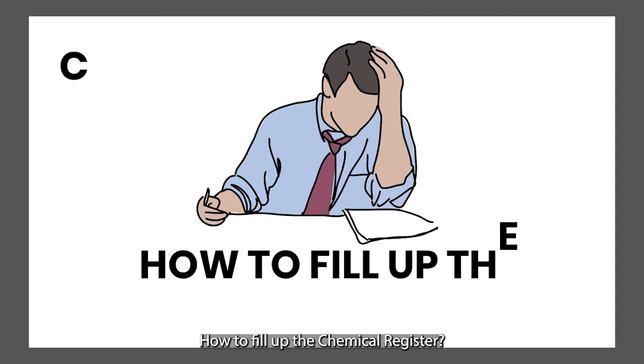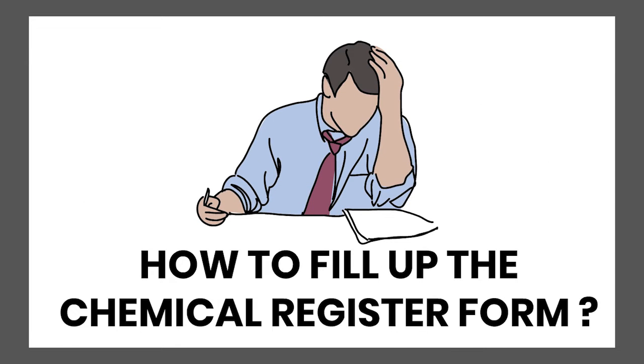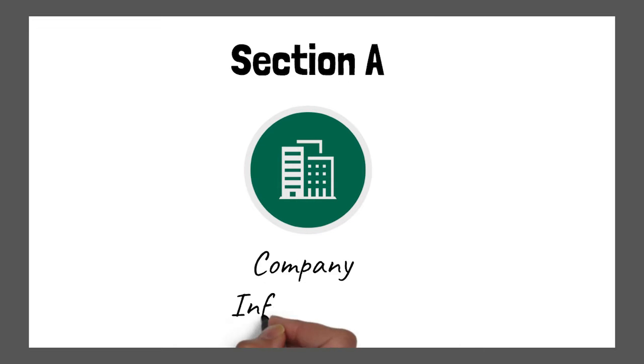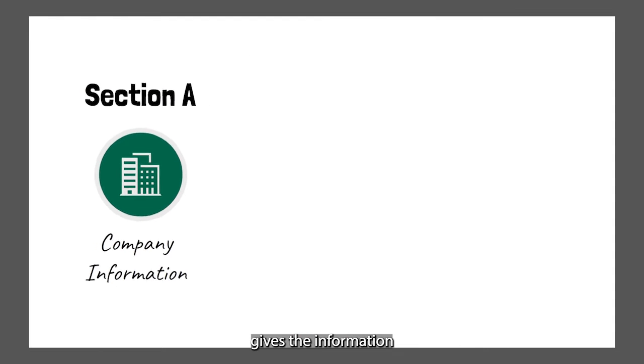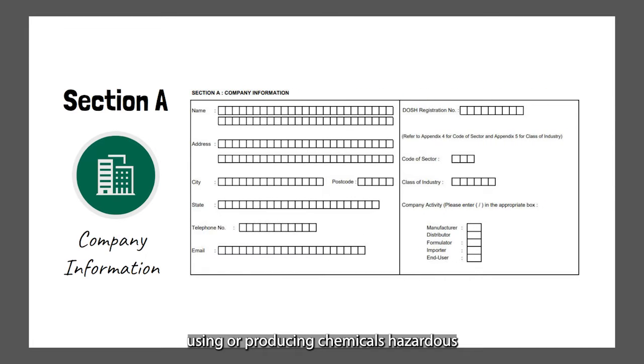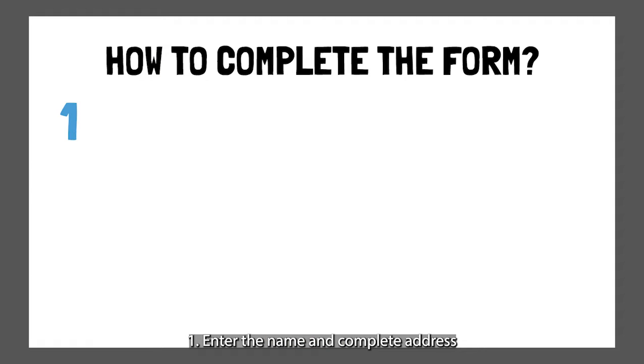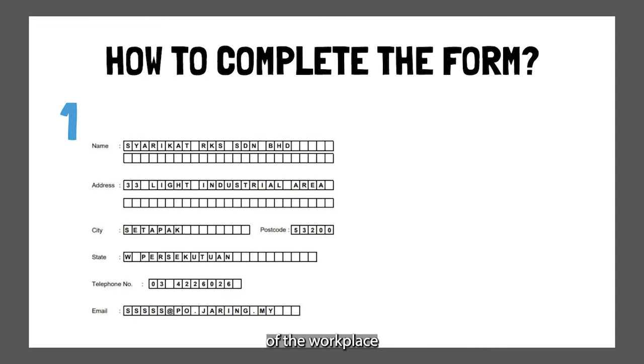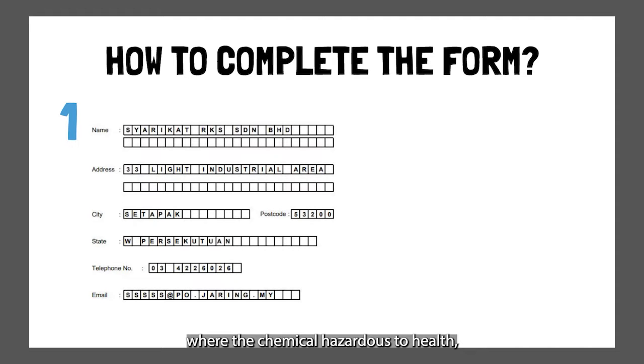How to fill up the chemical register? Section A, Company Information. This section gives the information about the company using or producing chemicals hazardous to health. 1. Enter the name and complete address of the workplace where the chemical hazardous to health as identified in Section B are being used.